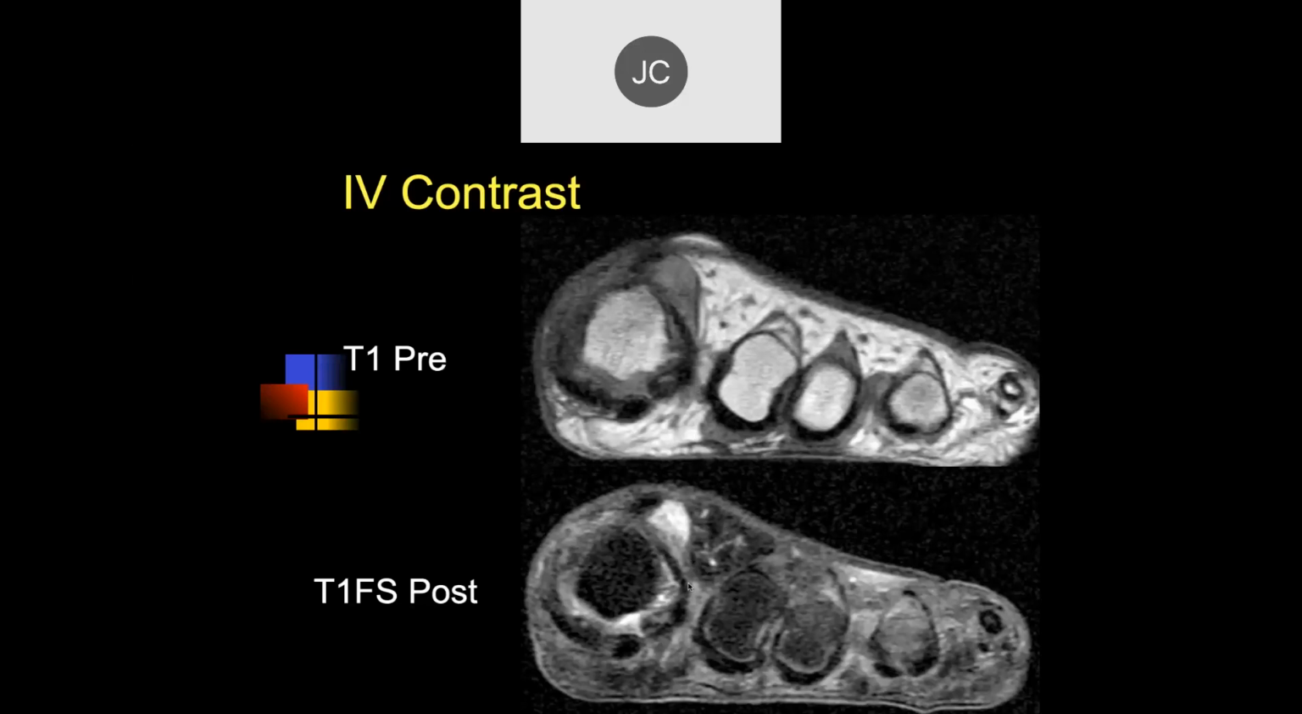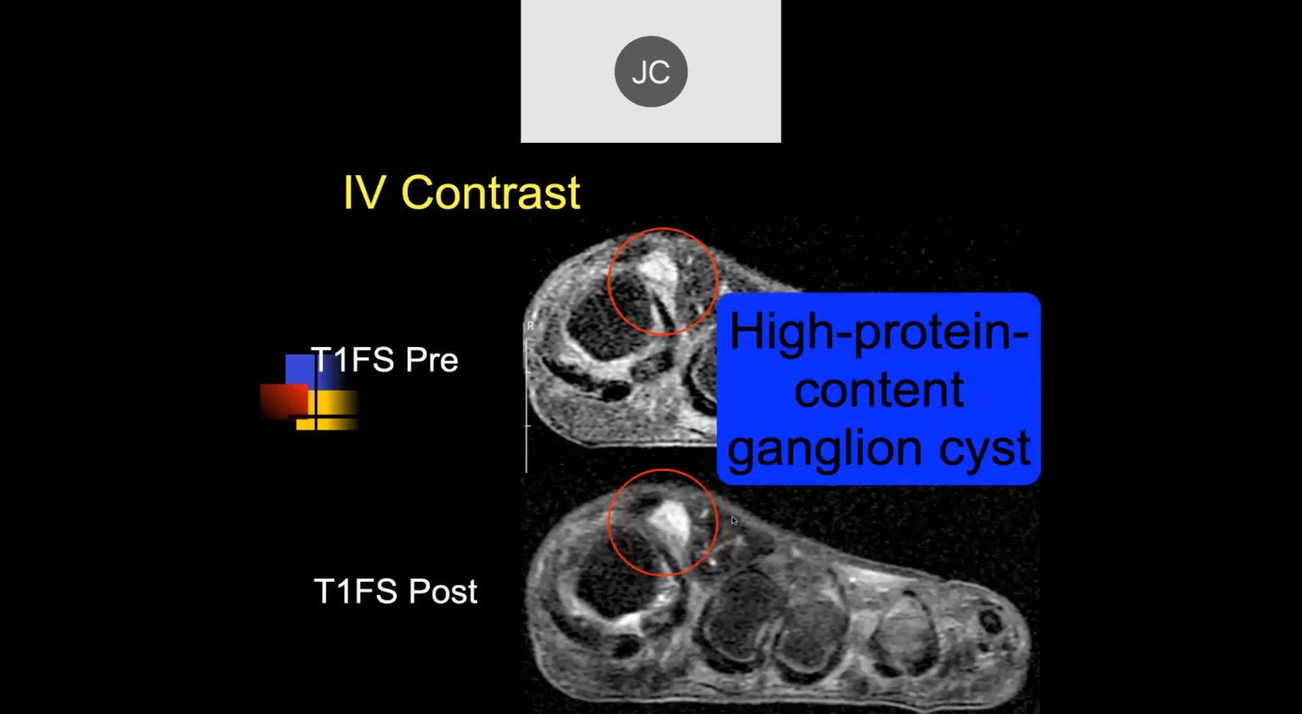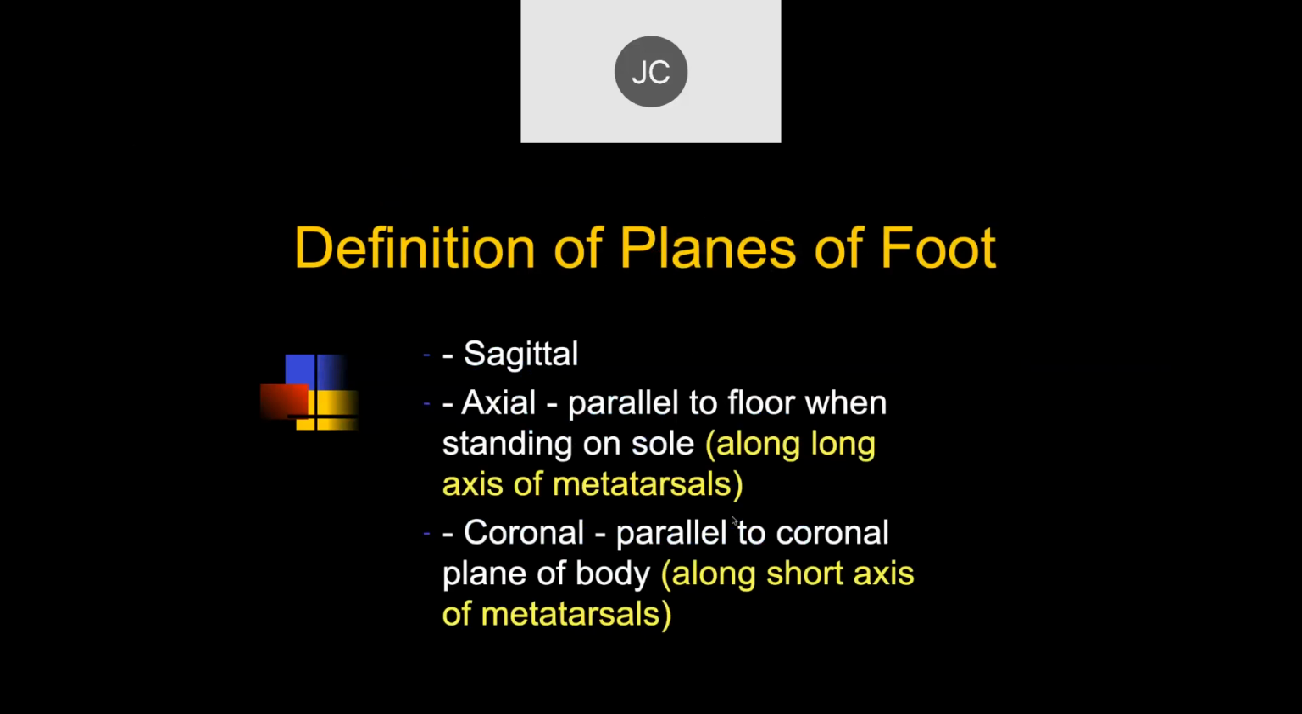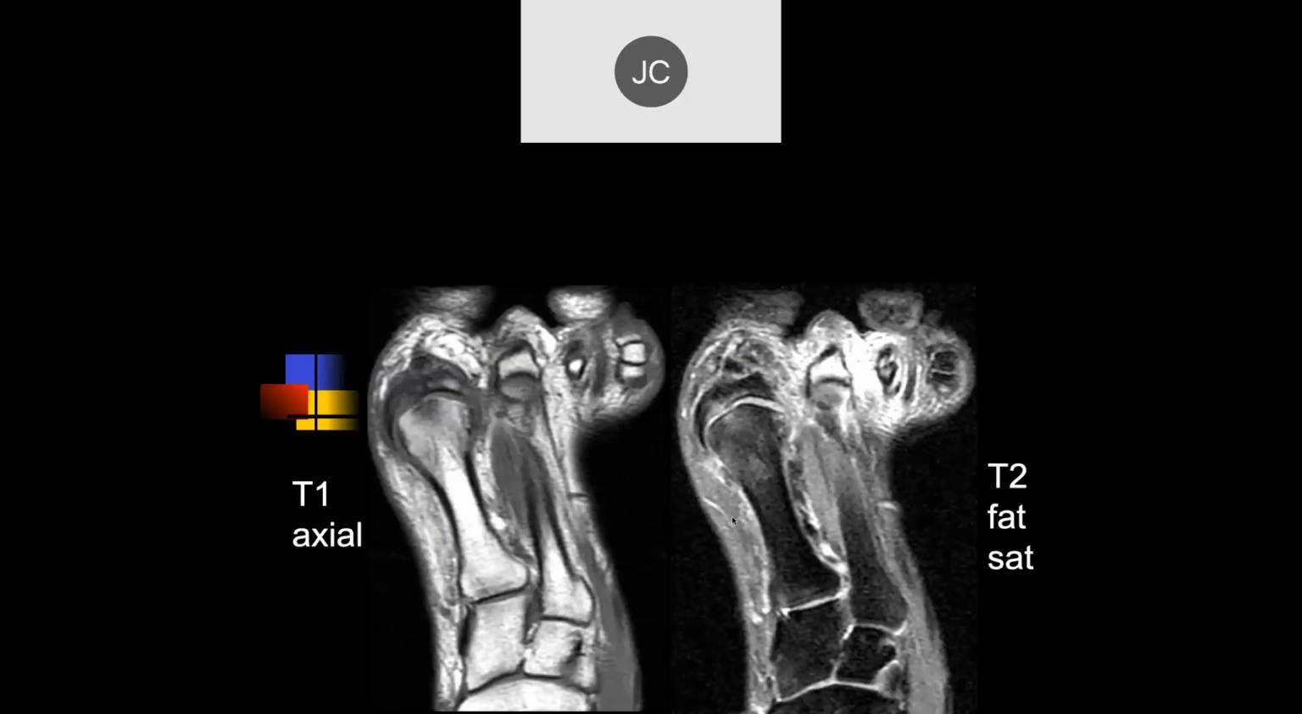So you need a T1 weighted fat suppressed pre and post in the same plane. You don't need it in every plane. The one plane, so if you see something that looks like it's enhancing, you can go back to the plane where you have the pre and post and make sure that it's actually enhancing. So if you guys have heard this over and over again, but I just want to continue to emphasize it because it's a common mistake and commonly leads to misdiagnoses. And we already talked about the planes of the foot.